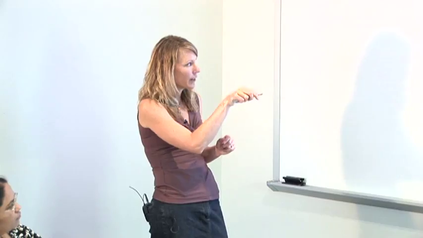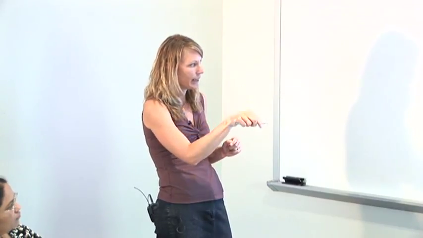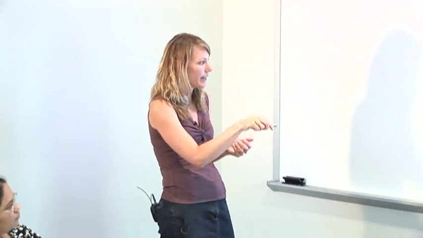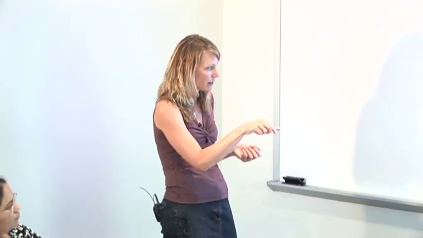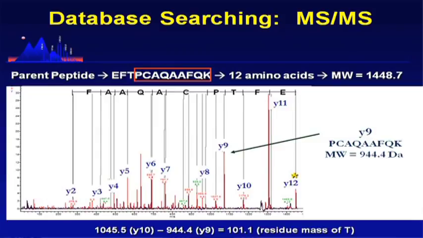Here, if we cleave here, it's going to be your Y10, and that's shown right here. And then you would, again, have the corresponding B2, which is actually right there. And there's your Y9, and so on. And if we look at the mass difference between our Y10 ion and our Y9 ion, it equals 101.1, which is the residue mass of threonine, which is that residue right there.